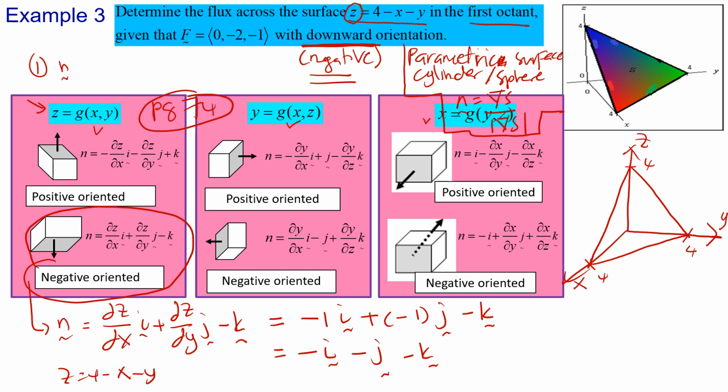Partial derivative of z with respect to x goes with i. Partial derivative of z with respect to y, you put j, and minus k. Just put k. Minus k or plus k depends on the formula. Alright, this is n.